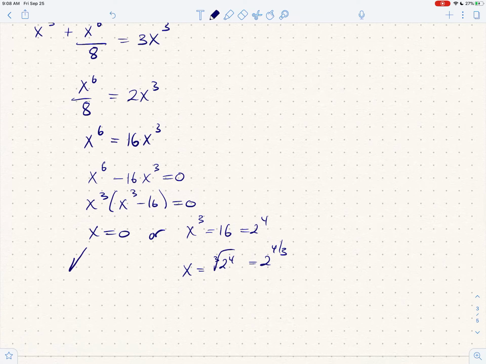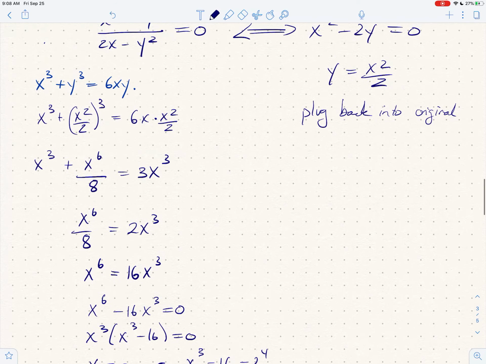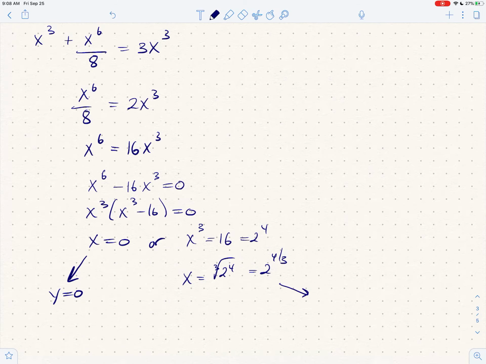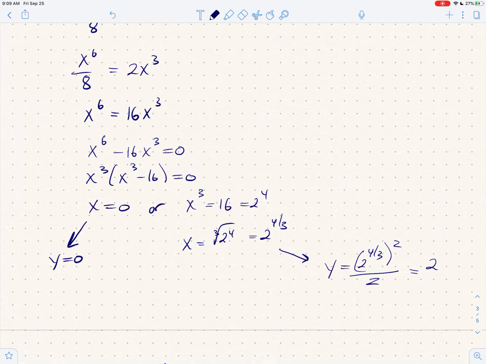Well, if x is 0, then y is 0, right? Going back, y is x squared over 2. If x is 2 to the 4/3, then y equals 2 to the 4/3 squared over 2. So you multiply, and we get 2 to the 8/3, right? 4/3 times 2 over 2. And then when I subtract, I can think about 2 as 2 to the 3/3, subtract, and you end up with 2 to the 5/3. So our two solutions here are 0, 0, and the point 2 to the 4/3, comma 2 to the 5/3. Those are the two places in the first quadrant where the tangent line is horizontal.